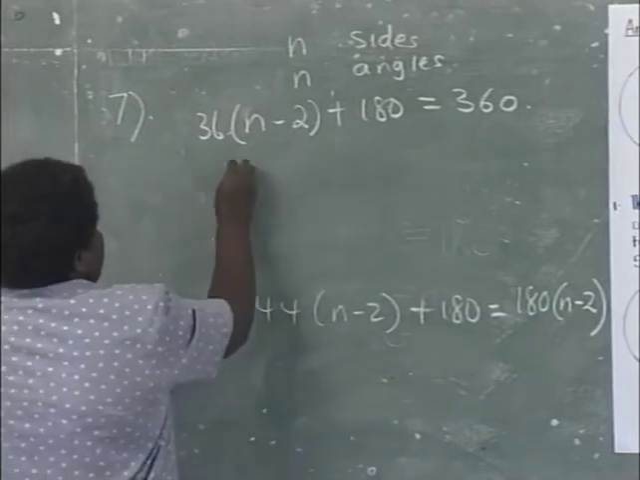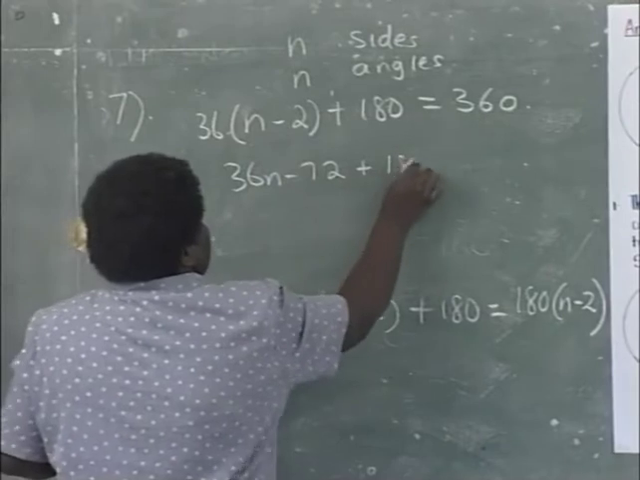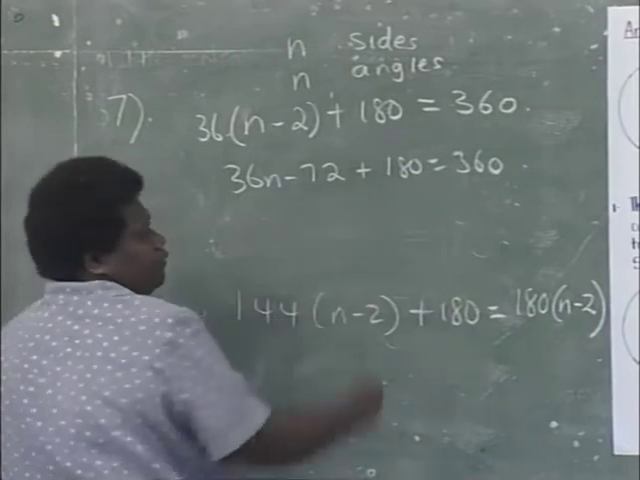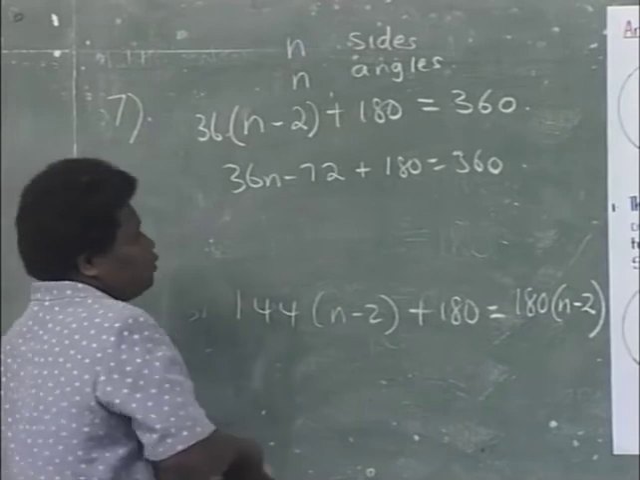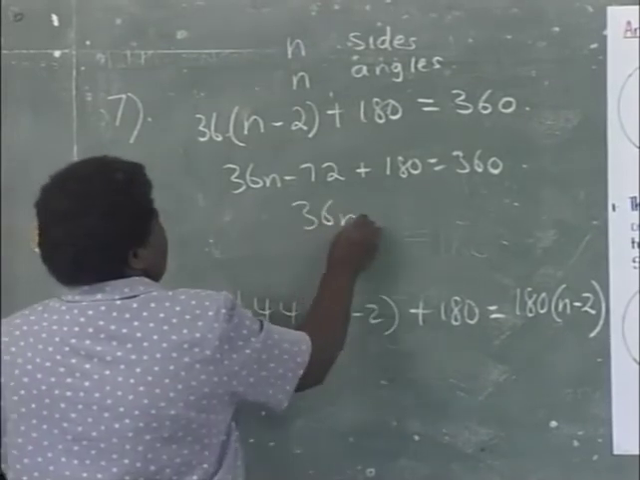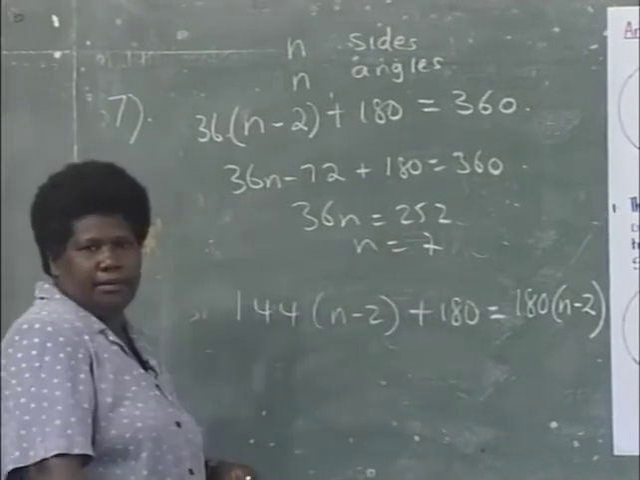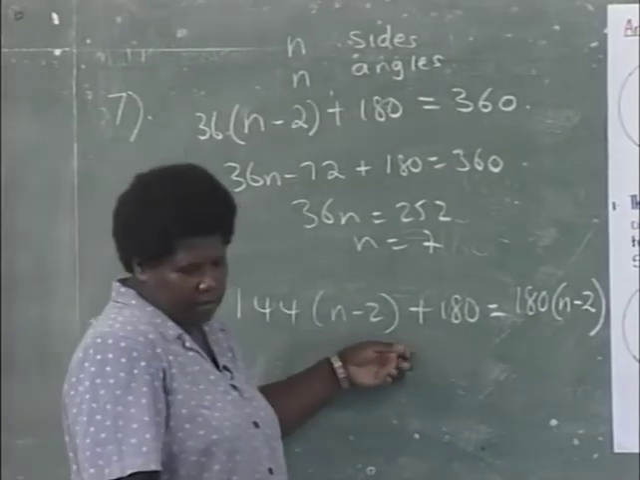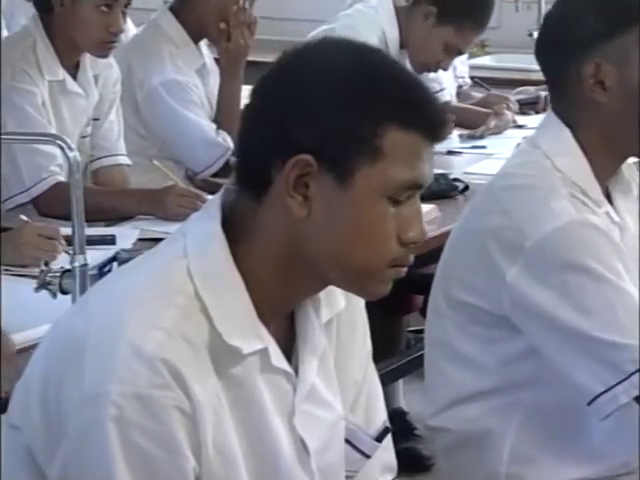Okay, if I do this, I get 36n minus 72 plus 180 equals 360. I subtract 180 from 360, I get 180, then I add 72 to 180, I get 252. So 36n is equal to 252 and n is equal to 7. Okay, you will get the same answer if you use this, because this one is based on the sum of the interior angles. Is that clear? Okay.